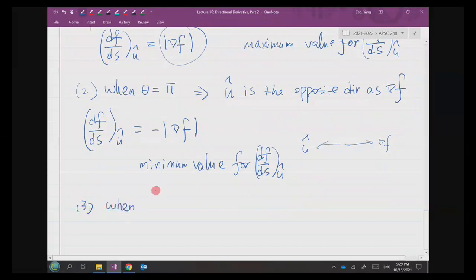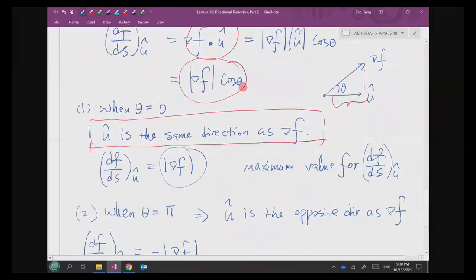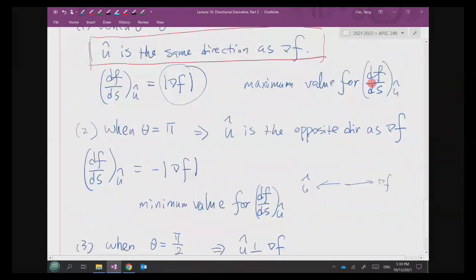And the third case is when theta equals pi over 2. Pi over 2 is 90 degrees. So basically it means your u hat is perpendicular to the gradient vector del f. So you're here and you have a del f, and you choose to go in the direction perpendicular to the gradient vector. Then what is the resulting value for the directional derivative? You plug in 90 degrees here, cosine 90 is 0, so you get 0.